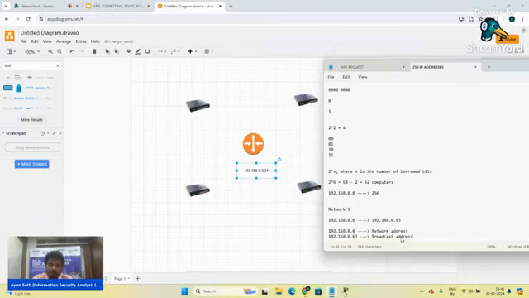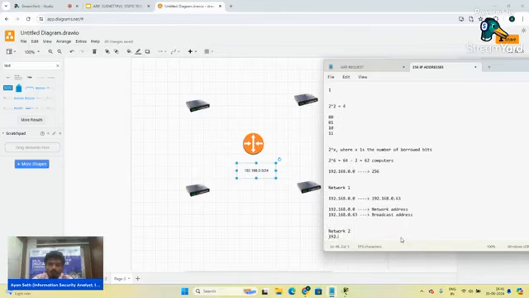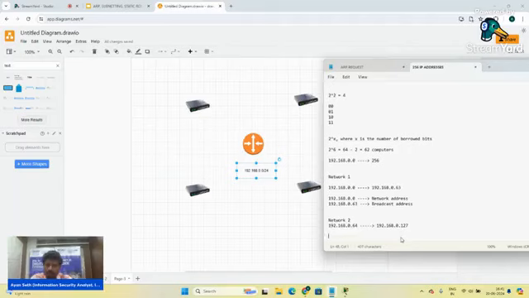For network 2, the range will be 192.168.0.64 till 192.168.0.127, right? That means 192.168.0.64 is the network address for network 2, and 192.168.0.127 is the broadcast address of network 2. Like this, the network address and broadcast address of network 3 follow.